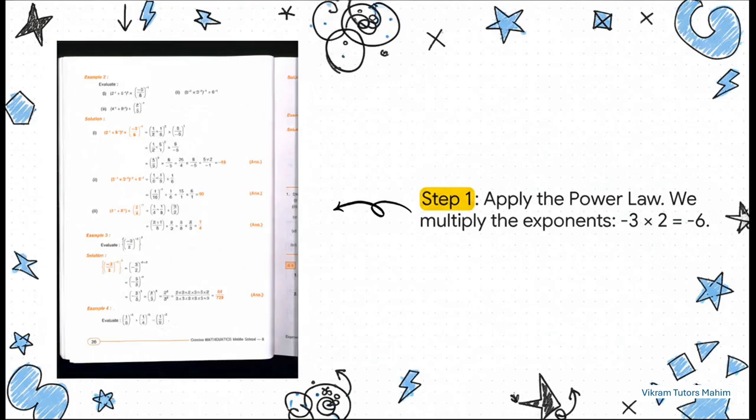Okay, first step. We have a power being raised to another power. What rule is that? That's the power law. And what does it tell us to do? Multiply the exponents. So -3 times 2 gives us -6. And just like that, our problem is already so much simpler. It's now just -3/2 to the power of -6.